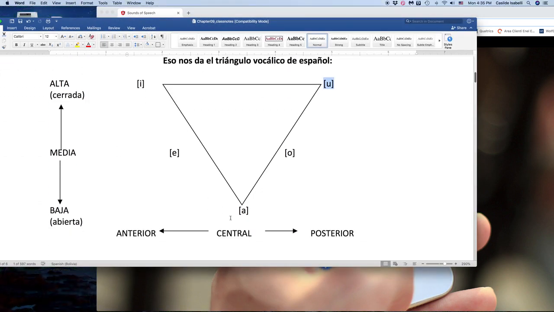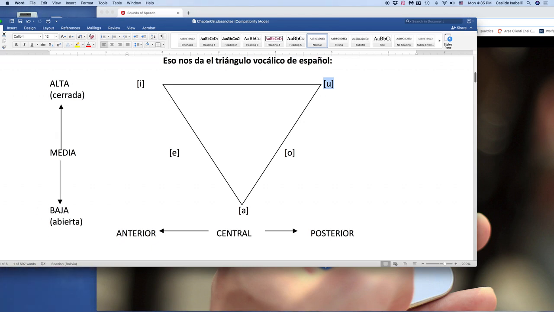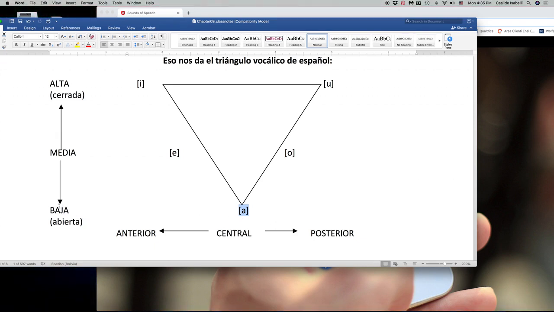Finally, we have our lower or the most open vowel, where the tongue is in the lowest position of the mouth and in the most central position of the mouth, which is ah. And that is why the dentist asks you to get your tongue out of the way to see the teeth. He tells you, say ah, because that gets the tongue completely out of the way.